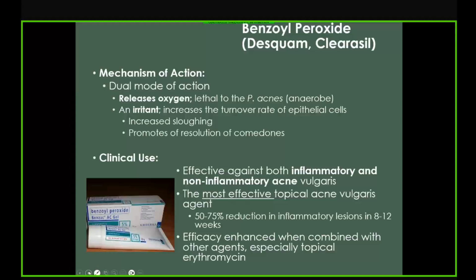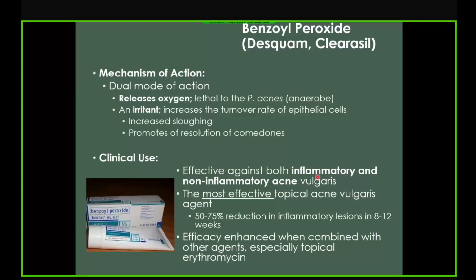So how do these work? They release oxygen. Remember we talked about that P. acnes, it doesn't like oxygen, it's anaerobic. So when I say, haha, I have oxygen, now I'm killing that bacteria. Therefore, I'm helping that patient with their acne. What you also see is it has that dual action, right? It's an irritant, so it can increase the sloughing of the skin or the turnover of those epithelial cells and helps promote the resolution of that acne. Also, if someone has dark spots, because I'm turning over those skin cells, I can now decrease the appearance of their dark spots.